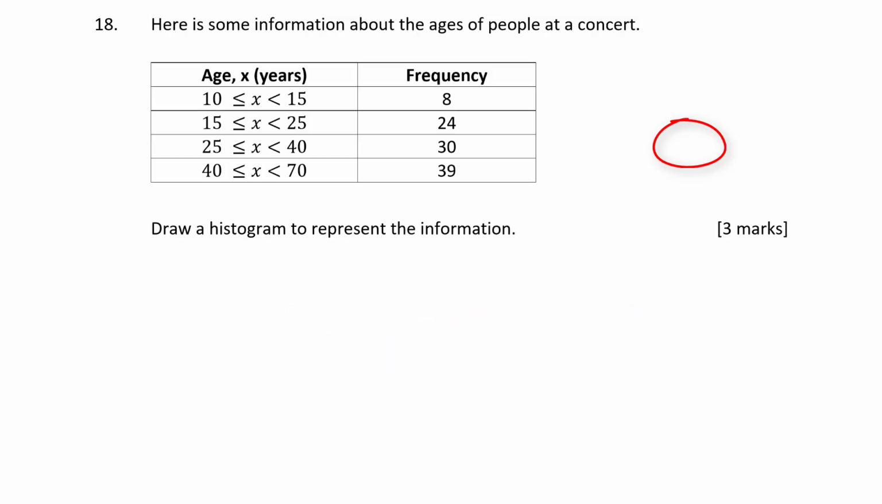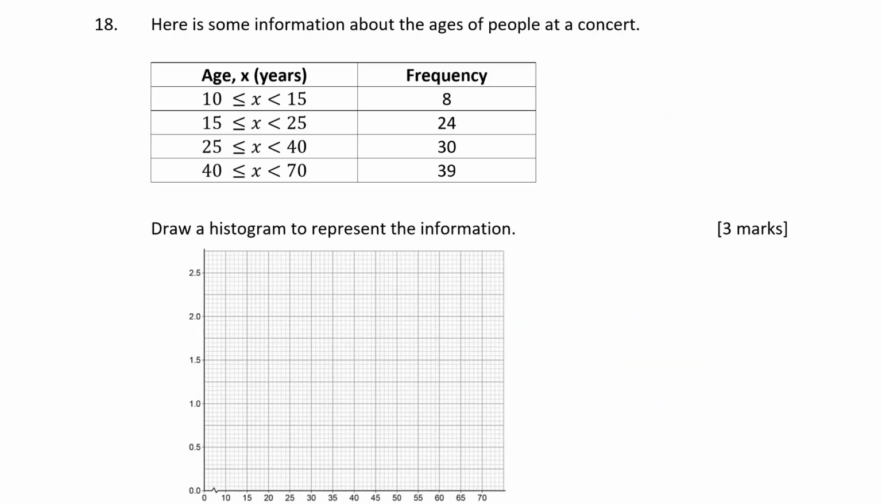Question 18. Here is some information about the ages of people at a concert. You can see I've got a grouped frequency table there. So I've got groups 10 to 15, 15 to 25, 25 to 40, 40 to 70. Just noticing that the gaps between these are not consistent. So the first gap is 5, the second gap is 10, the third gap is 15, and the last gap is 30. So we've got different width groups here. I've got a feeling a histogram is going to come on. Yep, here we go. Draw a histogram to represent the information.